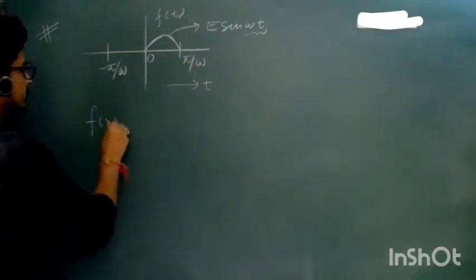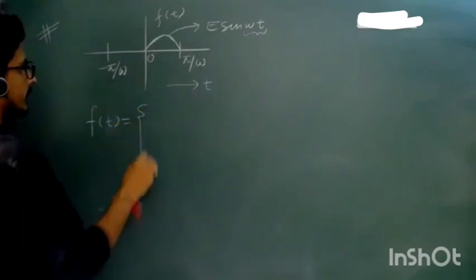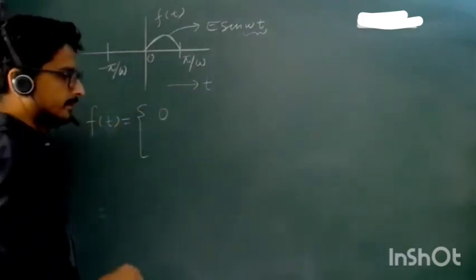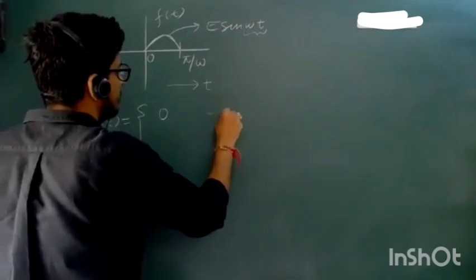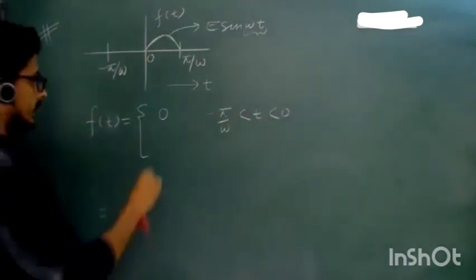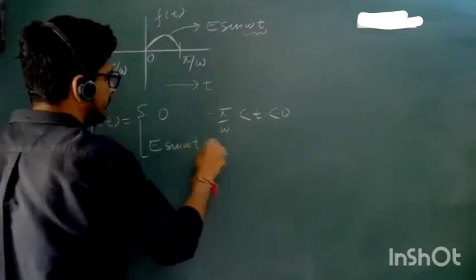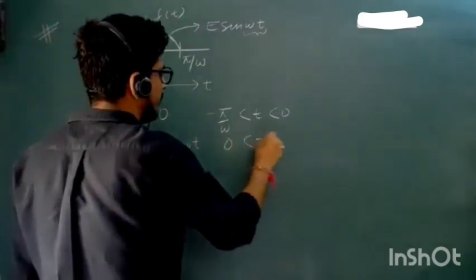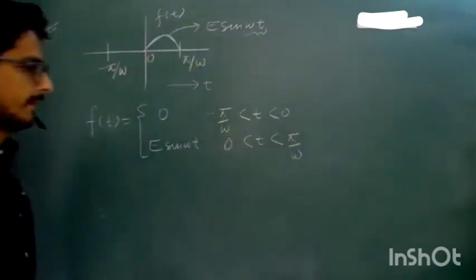So how the function will look like? ft is equal to 0 between minus pi by omega to 0, and E sine omega t between 0 and pi by omega. Please tell me if this is clear.